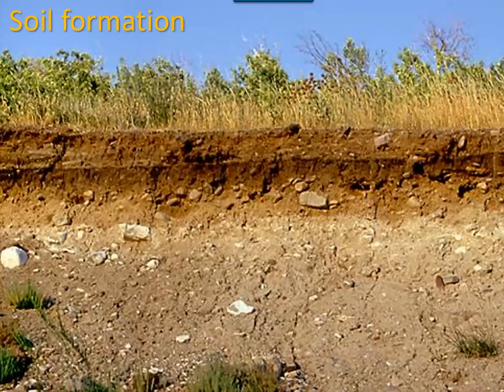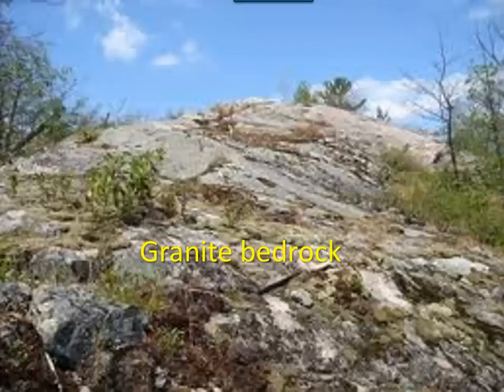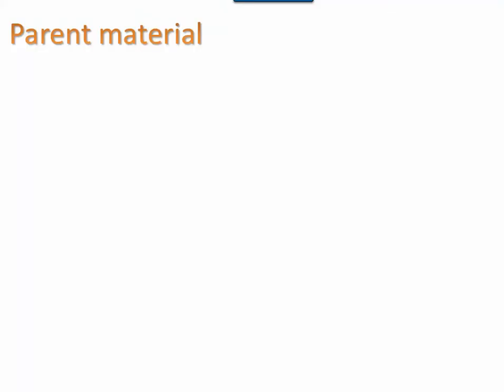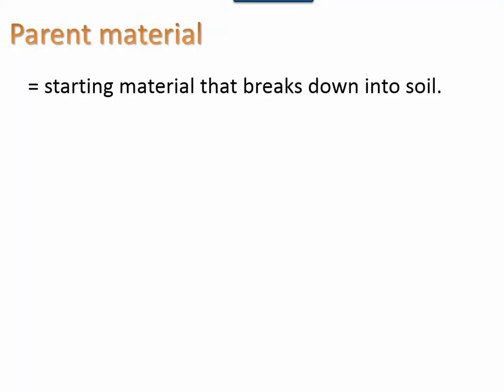Let's take a look at soil formation. In this cutaway section, we can see that there are different layers within the soil. All soil starts as rock, and here we see granite bedrock. And that rock is what we call the parent material. It's the starting material that breaks down into soil.